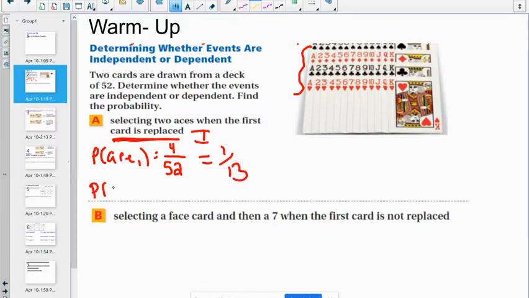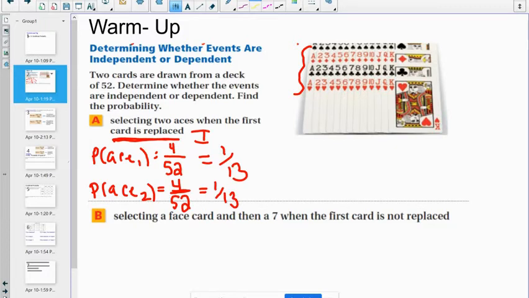Now we're going to do the probability of the second ace after we've drawn the first one. This is where determining if it's independent or dependent comes into play. Since it is independent and the card is replaced, that means after, let's say we drew an ace of hearts on the first draw and then we put it back in the deck, there are still 52 cards. And since we put that one ace back in the deck, there's still 4 in there. And again, that reduces to 1/13.